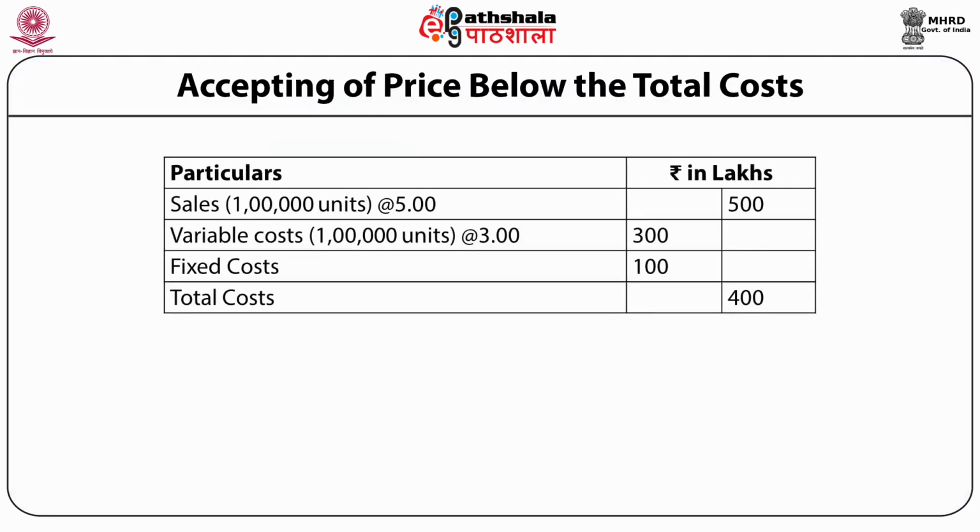To understand this concept, let me take one example. Suppose a company is selling 1 lakh units at rupees 5 for 5 lakhs. Its variable cost is 300 lakhs, its fixed cost is 100 lakhs, and the total cost is 400 lakhs. At this level, the company is earning a profit of rupees 100 lakh.